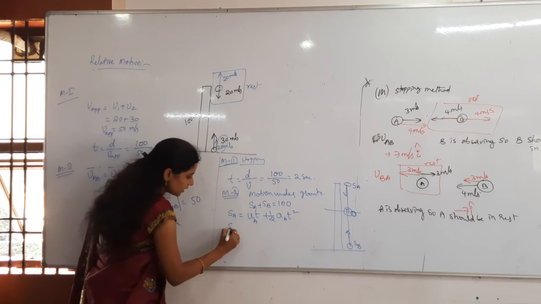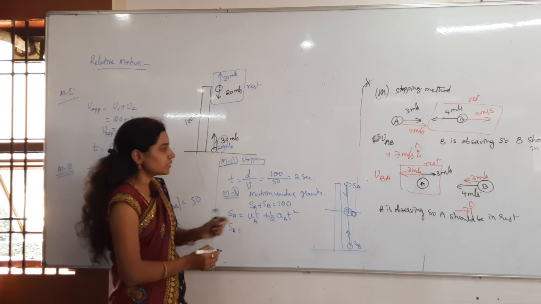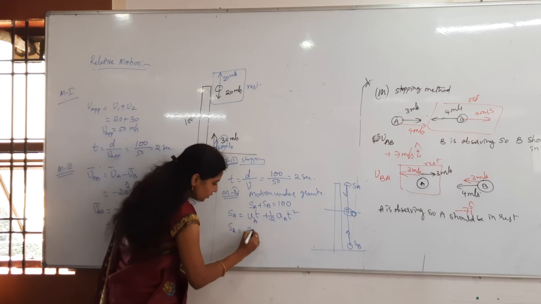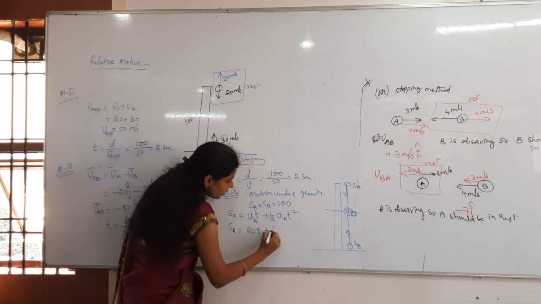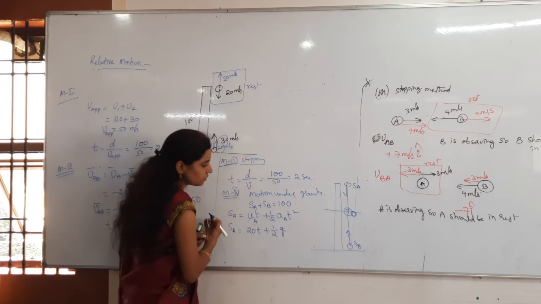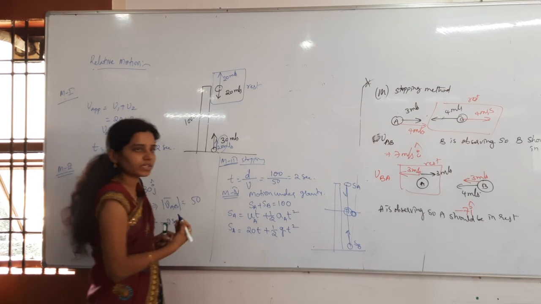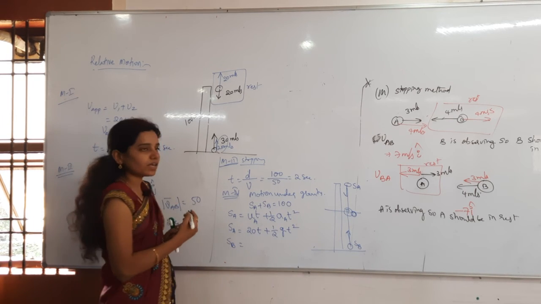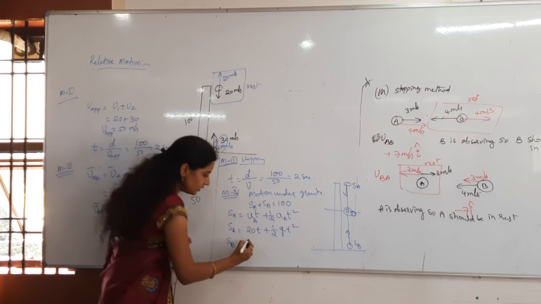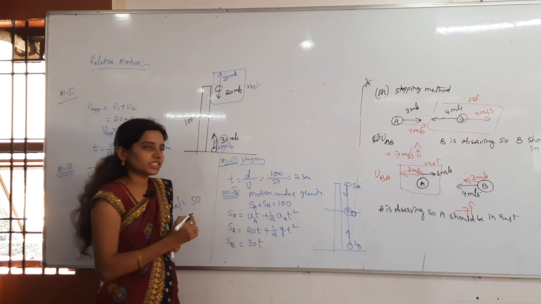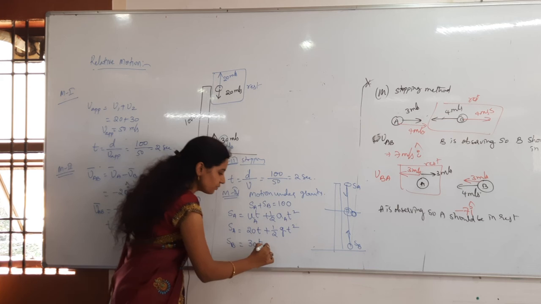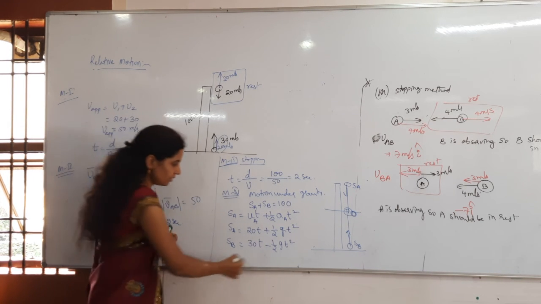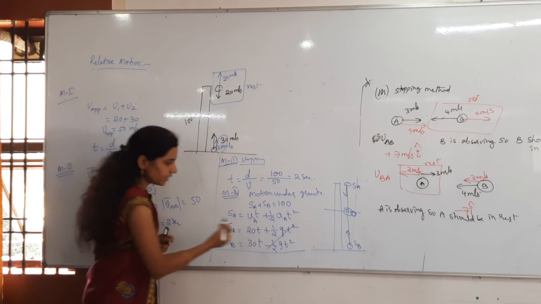Then SA is equal to uA t plus half a t squared. What is the velocity of A? Given is 20 meters per second. So 20t plus half g t squared, moving under gravity g. Then SB. What is the velocity of B? 30t, moving in which direction? Upward direction. So what will we get here? Minus half g t squared. Then just add them. Whenever you add, it will get cancelled.